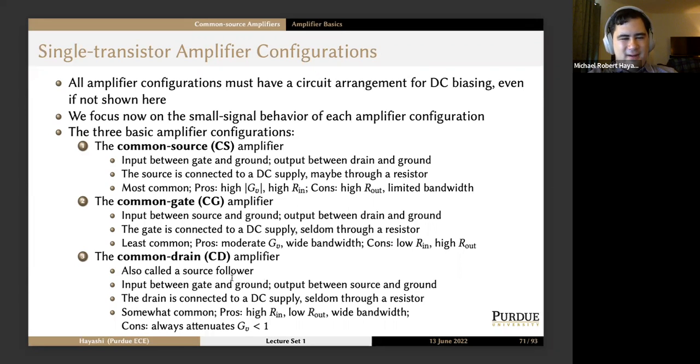The common drain amplifier is also known as a source follower. However, I call it the common drain amplifier or CD amplifier most of the time because I like the parallelism between the naming of the amplifiers. The drain is connected to a DC supply, seldom through a resistor. It's a somewhat common configuration with good input resistance, nice and low output resistance, and then a wide bandwidth. The con being that it always attenuates. It doesn't provide any gain greater than 1.